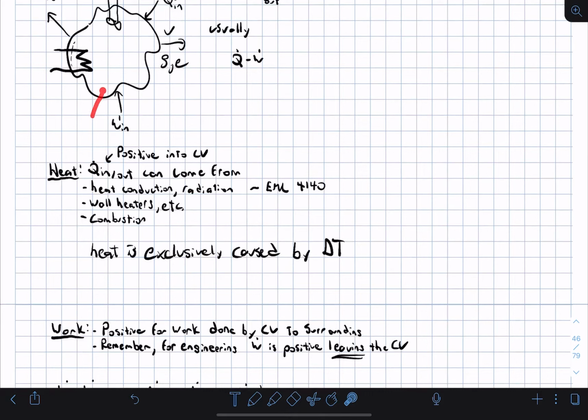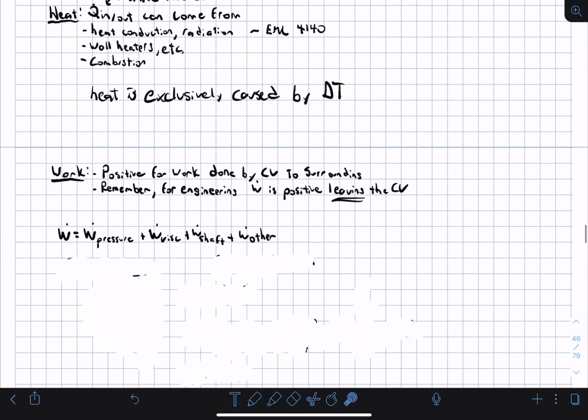If there is energy crossing a boundary and it is not caused by delta T, then it is defined to be work. And for the first law, it makes no difference whether it is heat or work, because energy is energy as far as the first law is concerned. But then you get to the second law, and then you need to keep careful track of heat and work, because the second law cares about the quality of the energy that is being transferred. Okay.